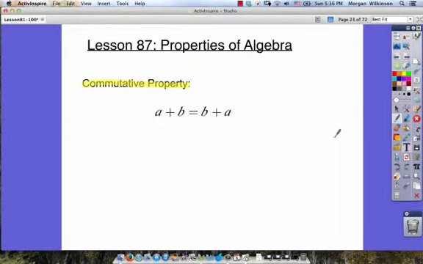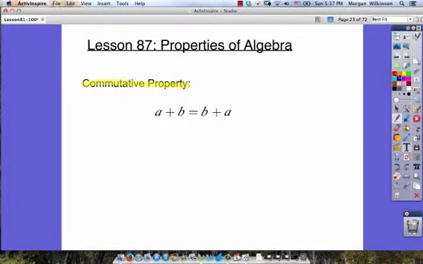Lesson number 87 is about properties of algebra. And the two key properties that we need to focus on this lesson begin with one called the commutative property. The commutative property just says a plus b is equal to b plus a.